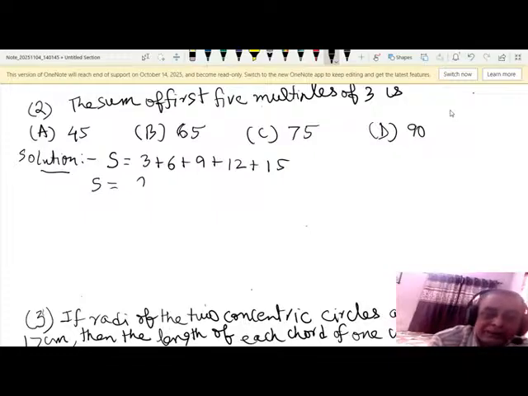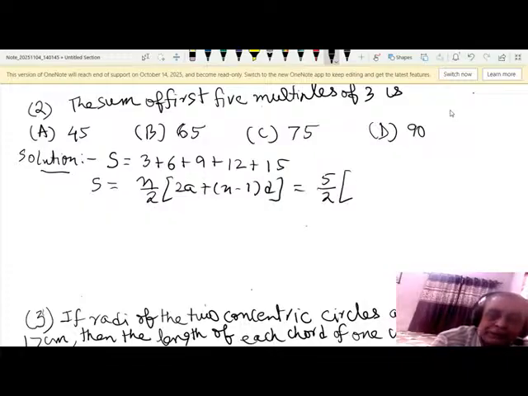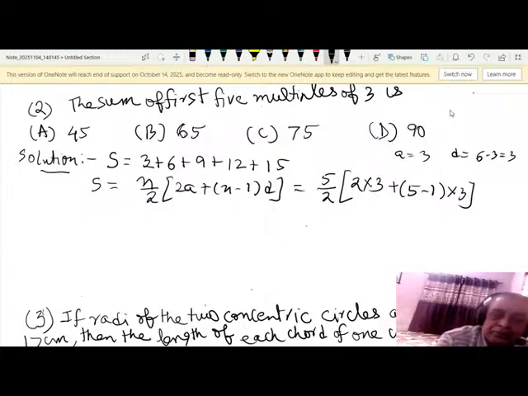So the formula is n by 2 into 2a plus n minus 1 d. Here n is the number of terms. Number of terms here is 5, divided by 2. A is the first term, so that is 2 times 3. A is here 3. Now n is the number of terms, 5 minus 1. And d is what? D is the common difference. 6 minus 3, that is 3. So write here 3.